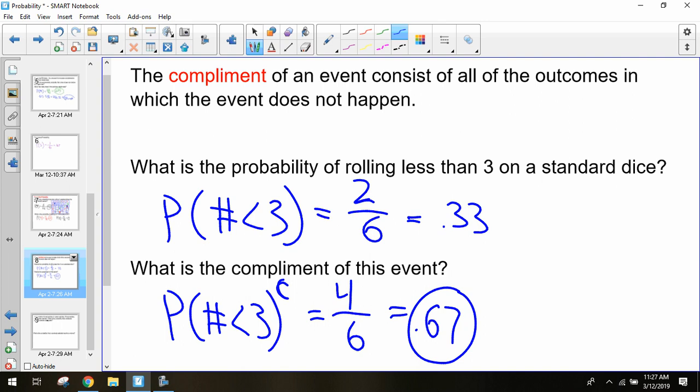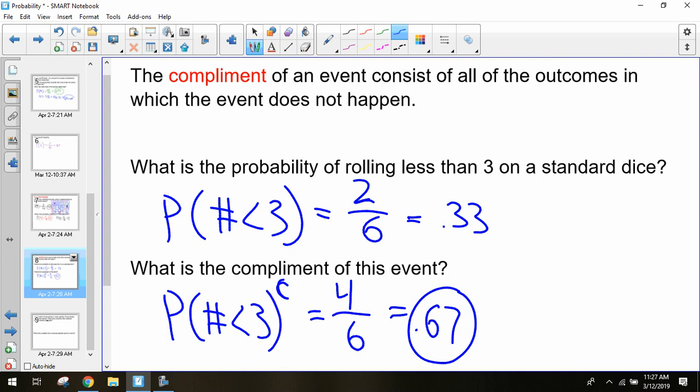So I was thinking, what are the possible numbers I could roll that are not less than 3? So if I think about the other numbers that are not less than 3, I have 3 is not less than 3. I have 4 is not less than 3, 5 is not less than 3, and 6 is not less than 3. So I have 4 numbers.